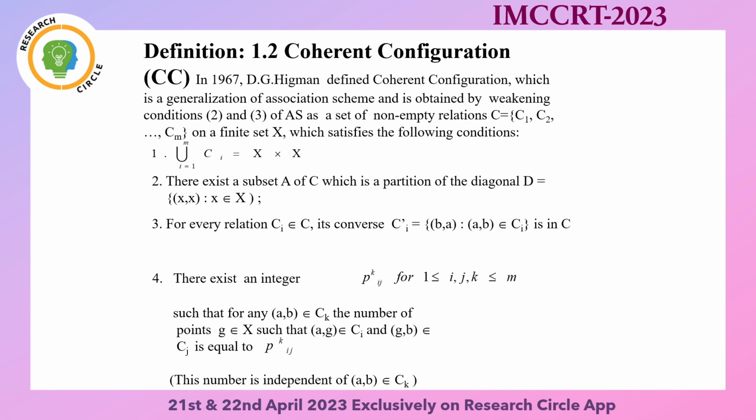Now next we define coherent configuration. Coherent configuration is a generalization of association scheme and was defined by Higman by weakening the second and third conditions of association scheme. From the slide we can see that the second condition says that there exists a subset D of C which is a partition of the diagonal. And the third condition says that for every relation Ci in C, its converse is also in C. The first and fourth conditions remain the same as of association scheme.